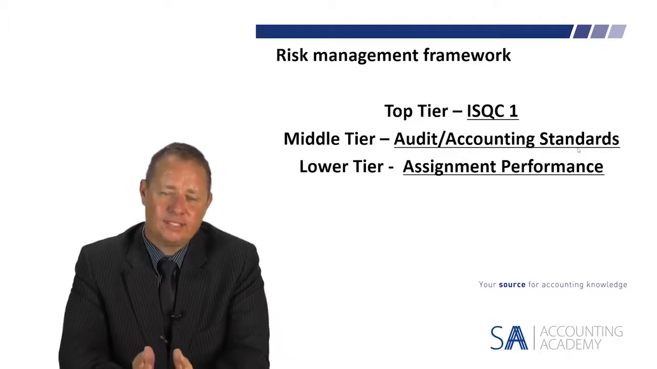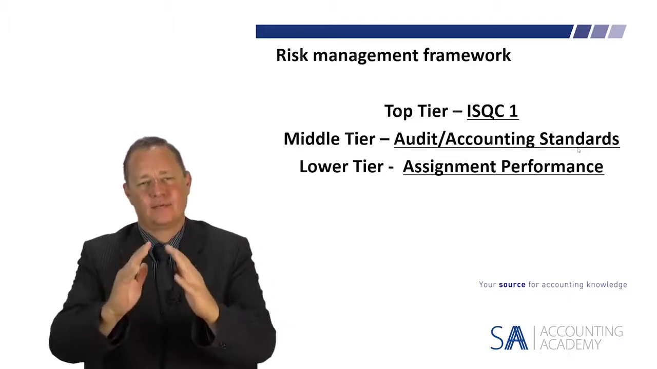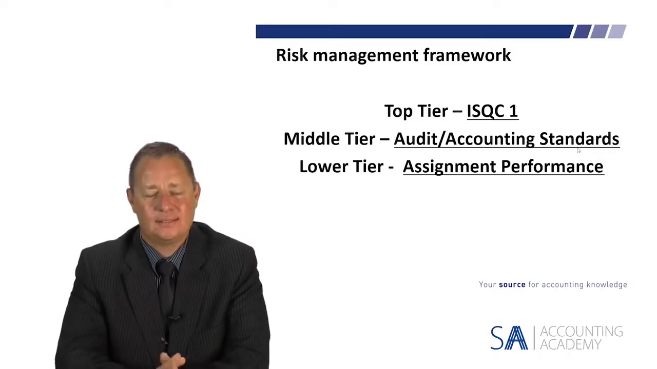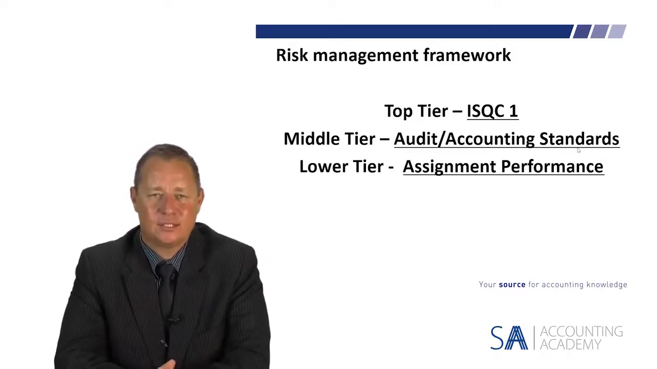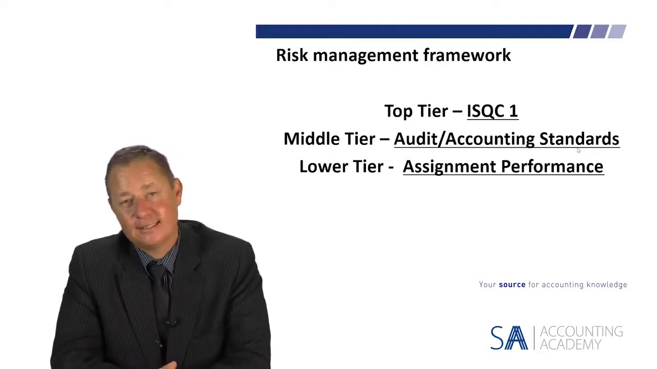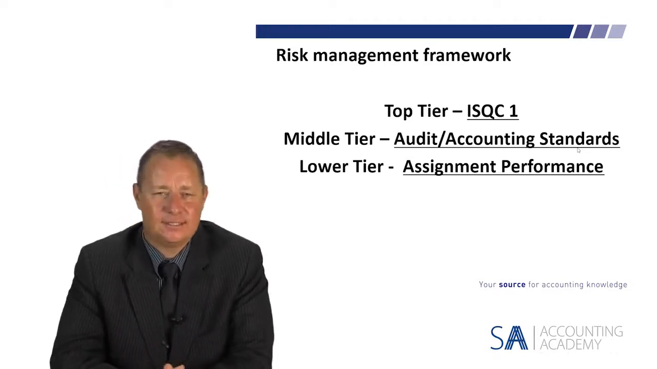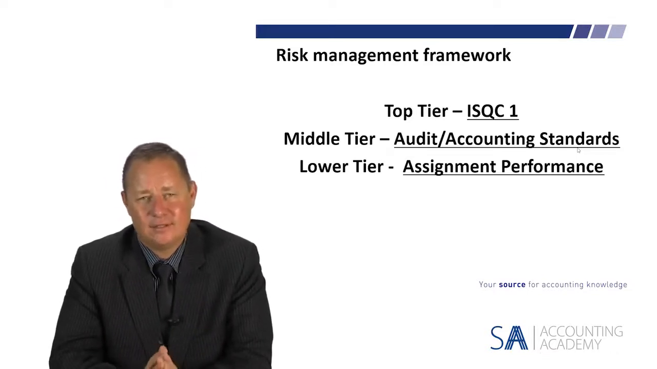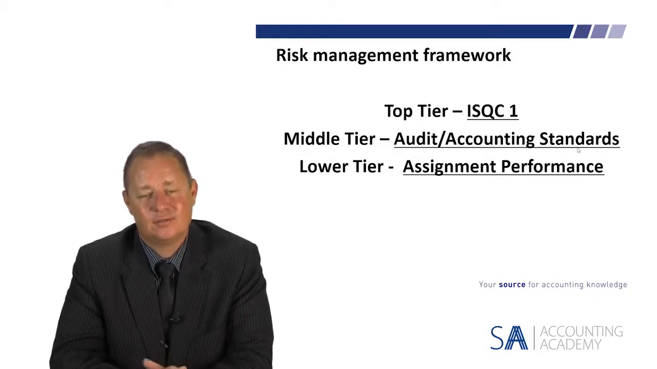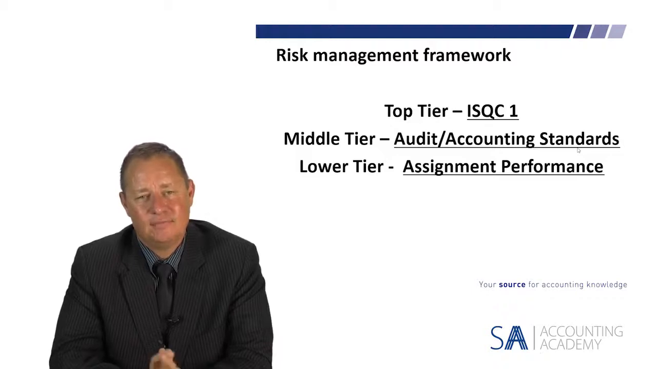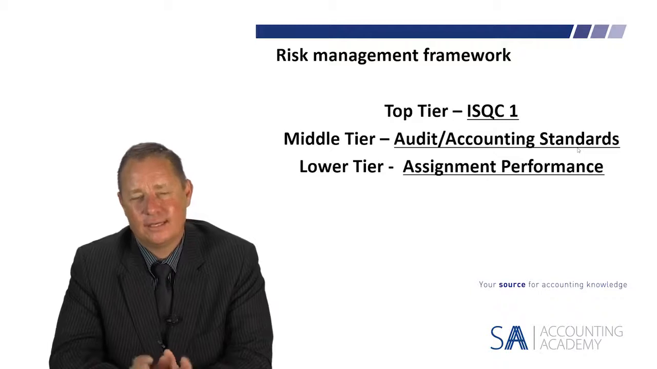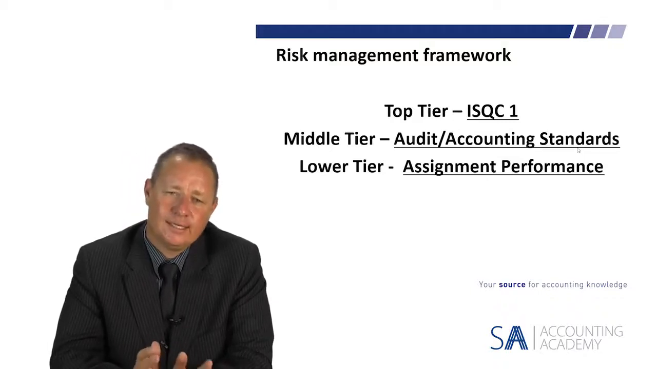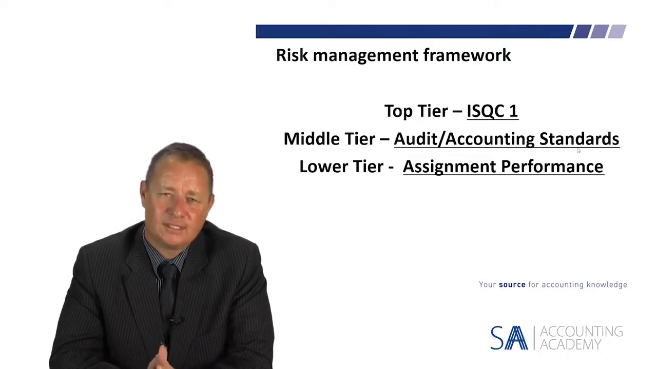So if we look at our risk management framework, we've got 3 tiers. Our top tier is ISQC1, the International Standard on Quality Control. And ladies and gentlemen, like I say, we don't have to be afraid of this standard of quality control. It gives us good guidelines about the things we need to consider and to document in terms of quality control. Then in the middle tier, we're looking at the relevant standard, the audit or accounting standard that we need to apply in our assignment. And at the bottom tier, we are looking at the physical assignment performance.